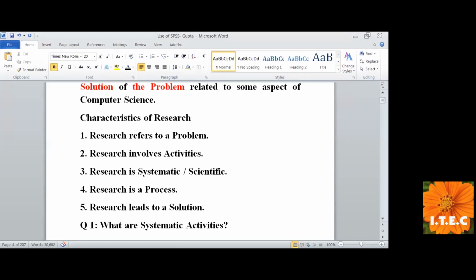Or which activities are called systematic? Or how will you know whether the activities which you are carrying out are systematic in nature or not? So let us see who can answer this particular question. You note down the question, and you can answer this question anytime you like, no problem at all. But you note down the question.